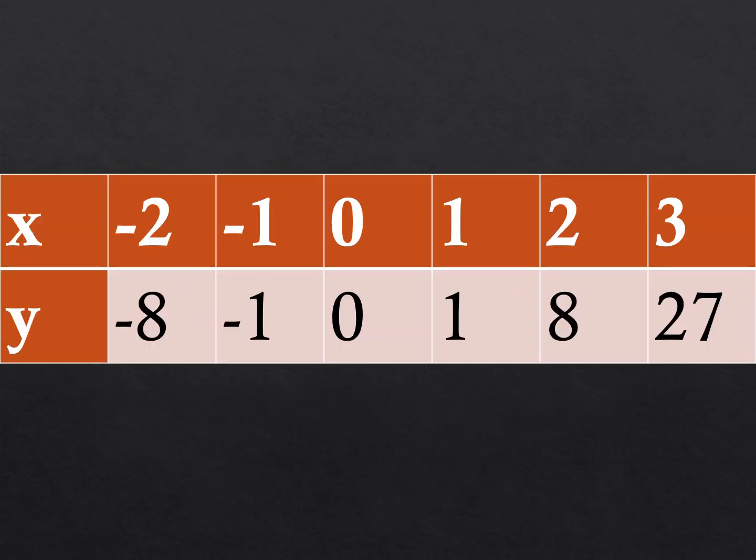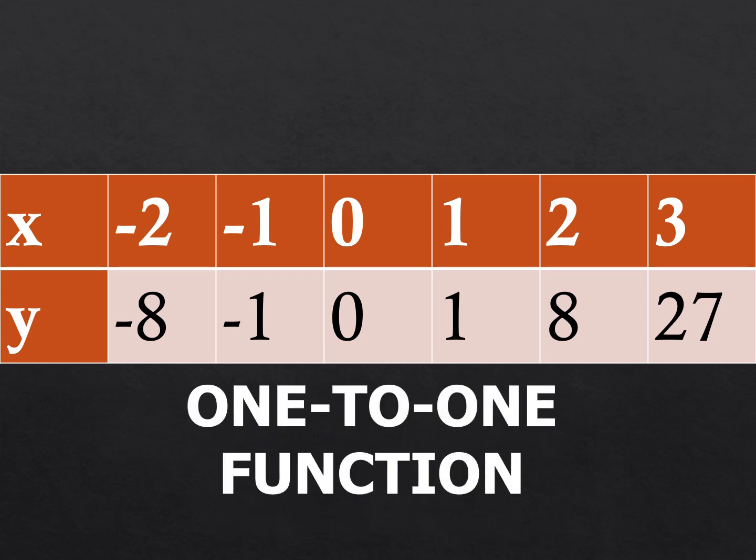Let's have another example. This is again in a tabular form. Let's take a look on x. The x values are -2, -1, 0, 1, 2, and 3. As you can notice, the values of x are unique. Let's take a look on values of y. The values of y are -8, -1, 0, 1, 8, and 27. As you can see, hindi rin po naulit ang value ng y. It implies, since the values of x and y are unique, that this is a one-to-one function.